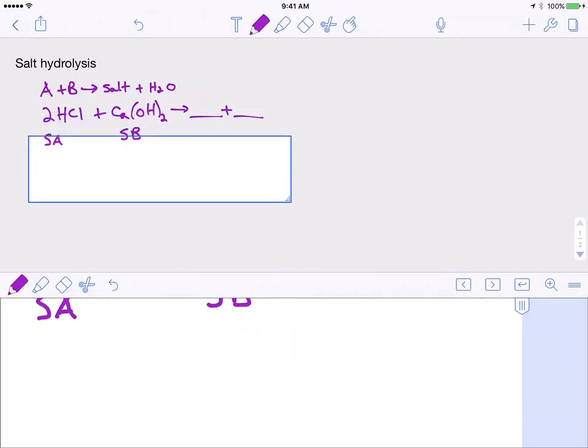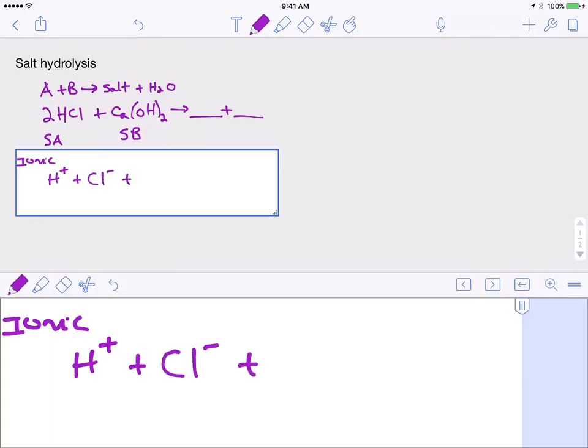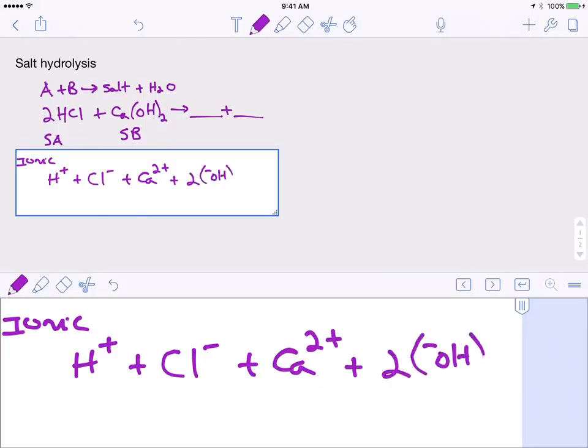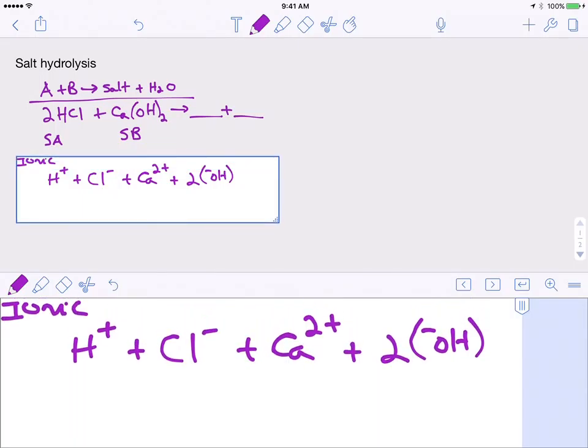Well, first off, because we have ionic compounds, let's separate into an ionic equation. H plus, Cl minus, and then the calcium hydroxide breaks apart into Ca2 plus and 2 OH minus. That's excellent. So here's an ionic equation for what we're looking for. Now we will always follow this schematic. So we're always going to produce water. So that's great. That uses half of our reactants.